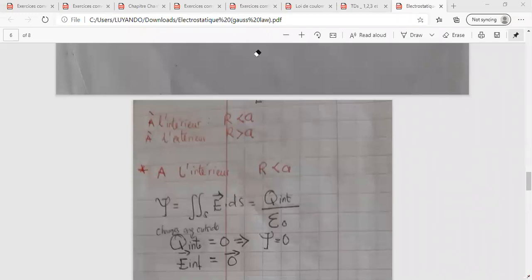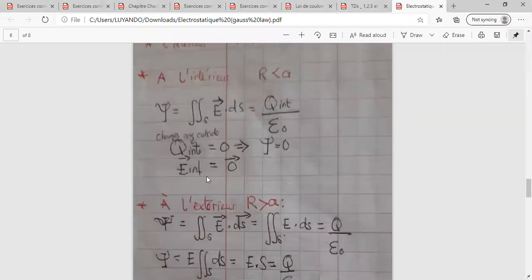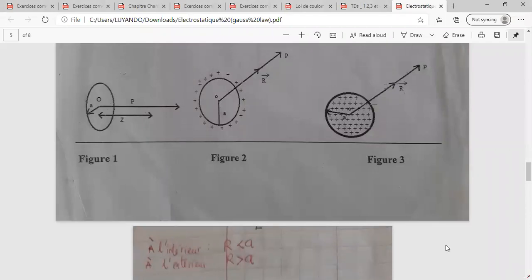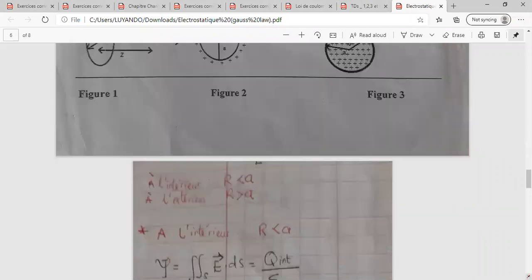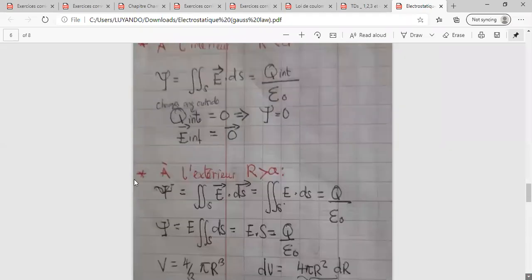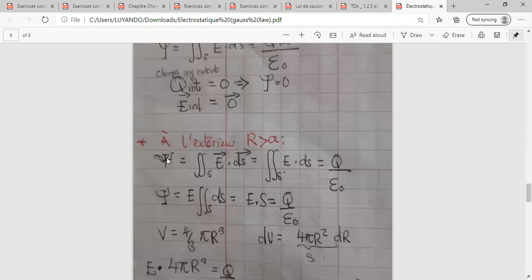Okay, so we know where that is coming from. Our E interior is going to be equal to zero. Then for the exterior, we have R greater than A, so outside the sphere. We're trying to find the electric field outside the sphere, the spherical surface that we have. So we have our formula: flux is equal to this, which is the theorem of Gauss, Q interior over epsilon zero. So flux is equal to the integral of E dS. We take our E in the other direction.